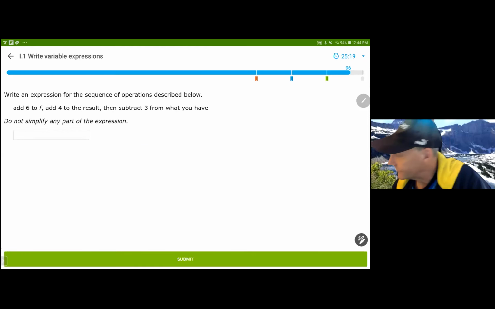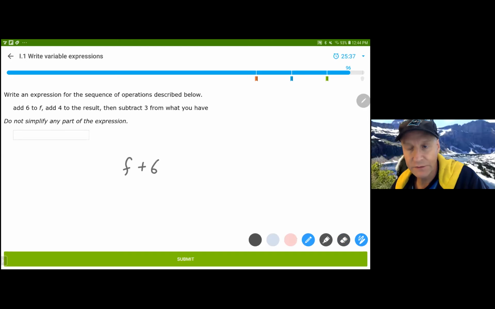Add 6 to F. Let's do that. Let's add 6 to F. Sorry, almost was going to write it wrong. F plus 6, that's adding 6 to F. Notice that it does matter which way you write it. Just like when you subtract 6 from F, you need to write it in the right direction. Add 4 to the result. That means that I'm going to add 4 to the result of that addition. Then I'm going to subtract 3 from what I have.